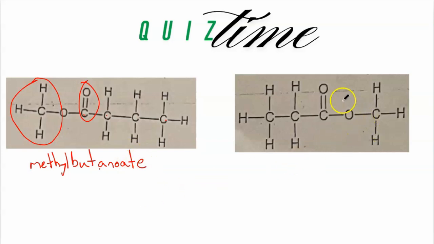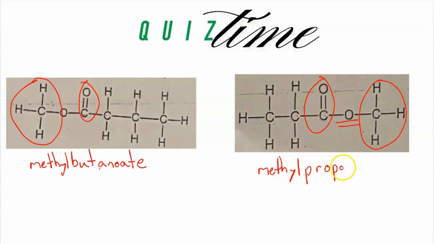Okay, if we look over here, again, there's our connecting oxygen with our acid, or what was once an acid, and our alcohol. So our alcohol is again methanol, so we're going to have methyl. But our acid was a 3-carbon chain, so it was propanoic acid, which is now going to be propanoate. All right, let's keep going.